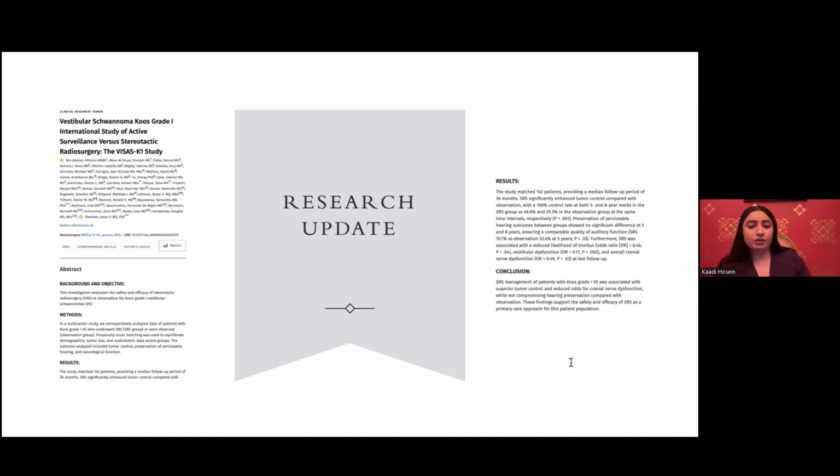And furthermore, SRS was associated with a reduced likelihood of tinnitus, vestibular dysfunction, and overall cranial nerve dysfunction at last follow-up. So it concluded that SRS management of patients with Koos Grade 1 vestibular schwannomas was associated with superior tumor control and reduced odds for cranial nerve dysfunction, while not compromising hearing preservation compared with observation. And these findings could support the safety and efficacy of SRS as a primary care approach for this patient population.